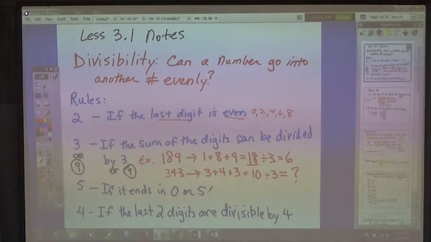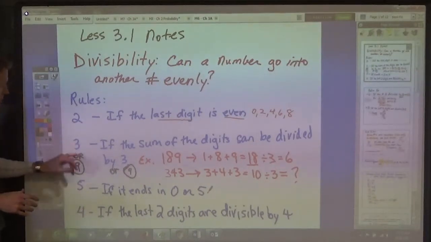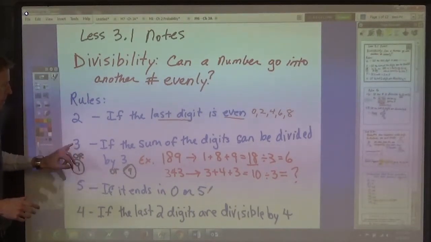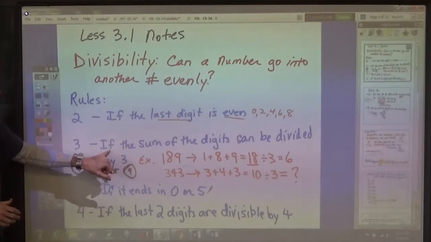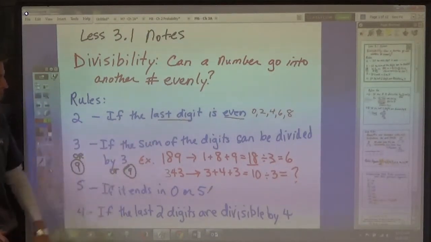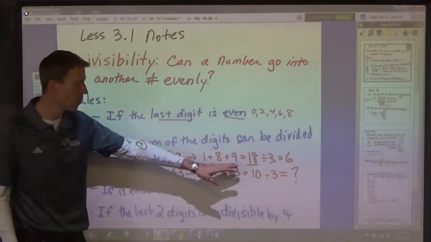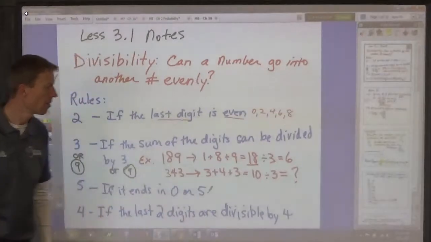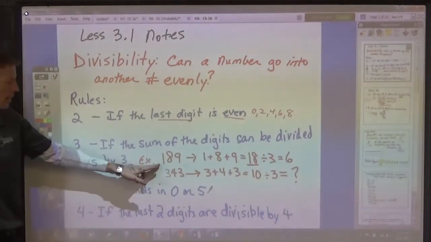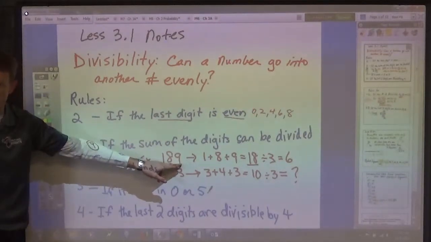The rule for 3, actually the rule for 3 or 9 is kind of the same rule, it just applies to the different numbers differently. The rule for 3 is that if the sum of the digits can be divided by 3, then the number is divisible by 3. Okay? So if you look at this number right here, 189.